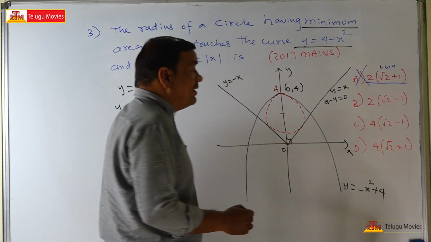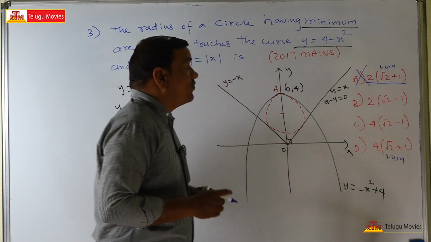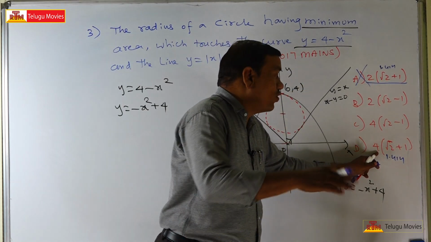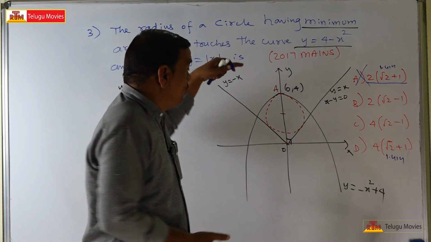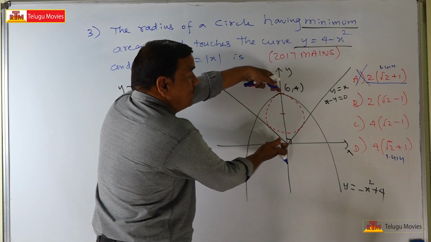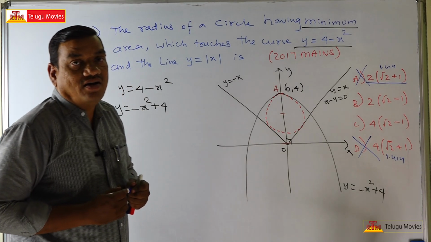Okay, now coming to option D. This is 1.414 plus 1. You are multiplying 4 times 2.414, which means the radius is crossing 4. The radius is crossing the value 4. Therefore option D is also not your answer.